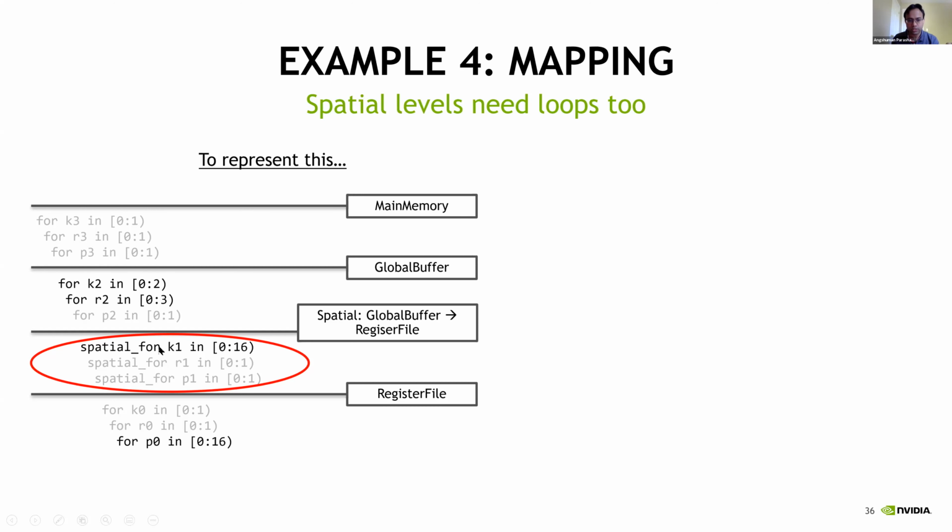We declare a set of spatial fors, just like these fors, and we attach loops to them. It's just a loop base and bound, just like you did for the temporal loops. And in this case, I chose, as a programmer, to split the K dimension across the different PEs, across the 16 PEs.